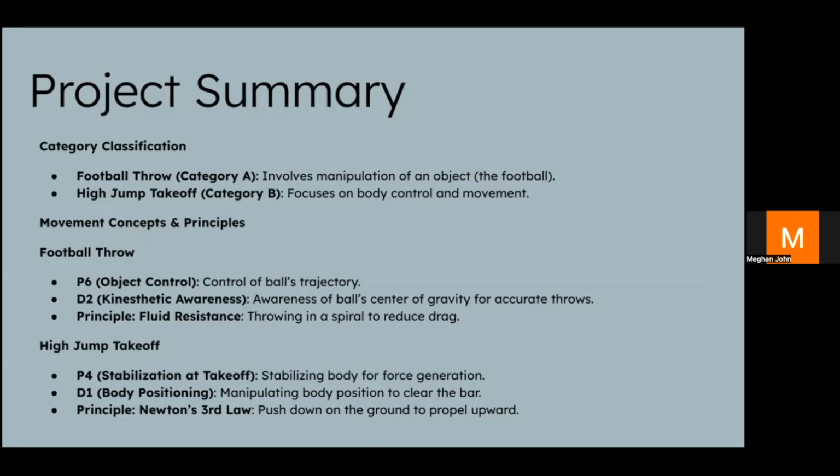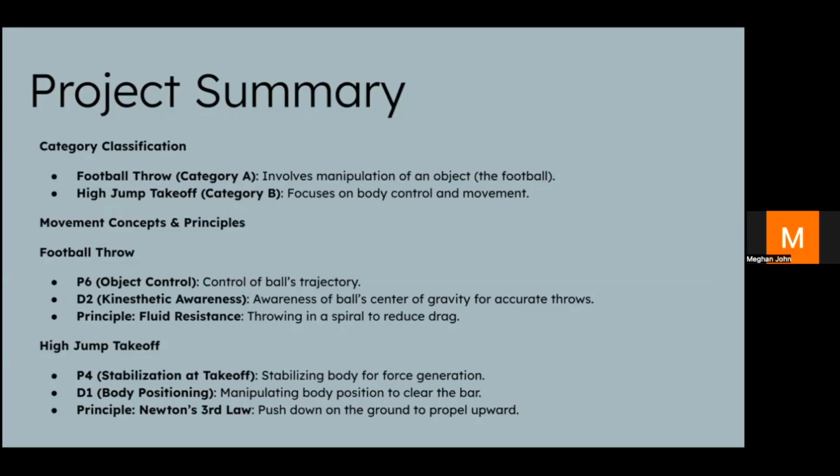For the high jump takeoff, movement concept P4, stabilizing the body during takeoff for controlled upward motion. The run-up is key here, and the athlete's trunk, core, and leg stabilizers need to engage for balance and form. For movement concept D1, correct position to direct force upwards. This allows the jumper to manipulate their body position to ensure their center of gravity stays below the bar.